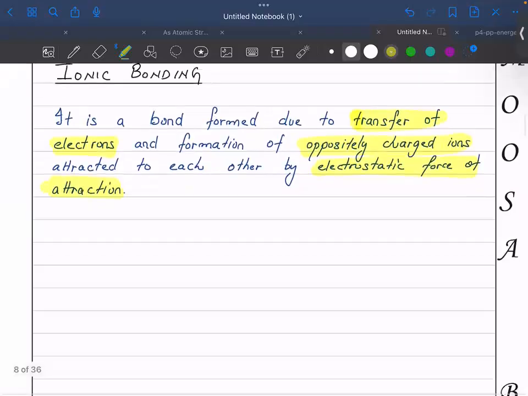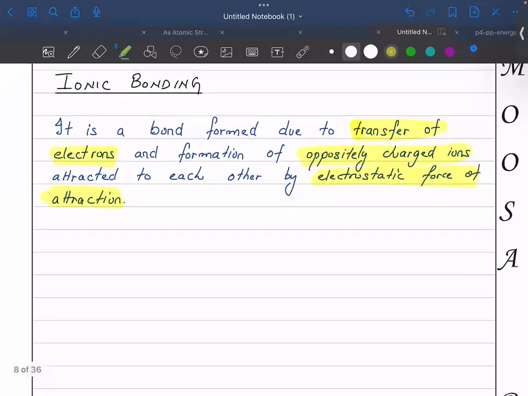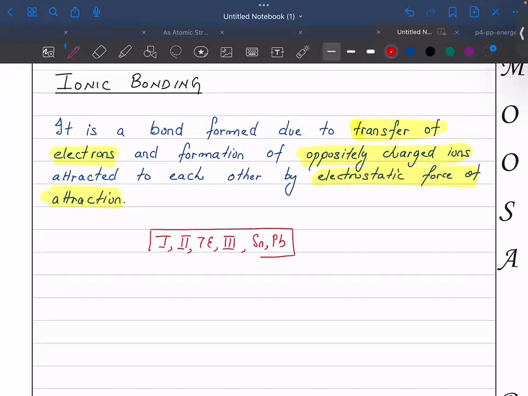चलें, अच्छा, अब देखो, ionic bonding takes place between elements. If any element from group 1, group 2, transition element, group 3, and tin or lead from group 4 makes a bond with any of the elements from group 5, group 6, and group 7, then such a bond formed is known as ionic bond.